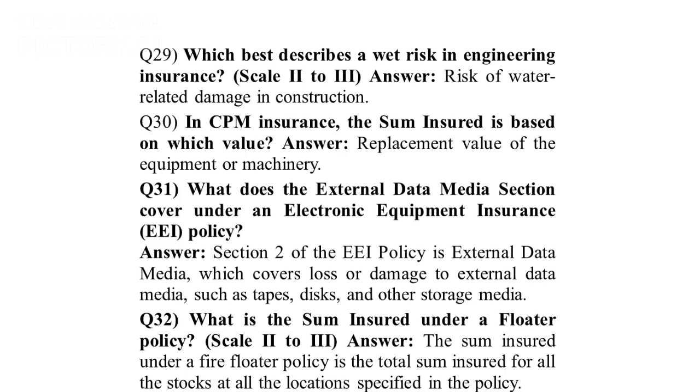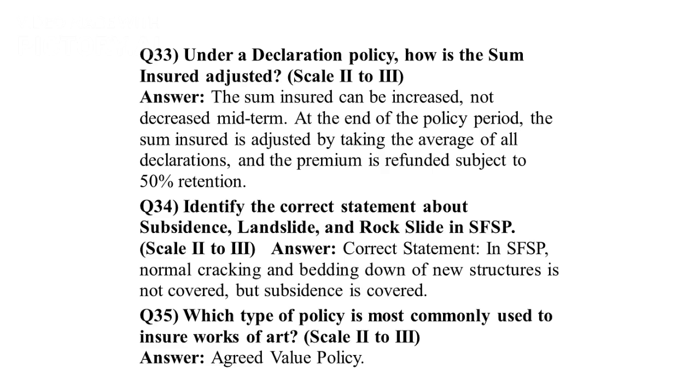Answer: the sum insured under a fire floater policy is the total sum insured for all the stocks at all the locations specified in the policy. Q33, under a declaration policy, how is the sum insured adjusted? Answer: the sum insured can be increased, not decreased midterm. At the end of the policy period, the sum insured is adjusted by taking the average of all declarations, and the premium is refunded subject to 50% retention.